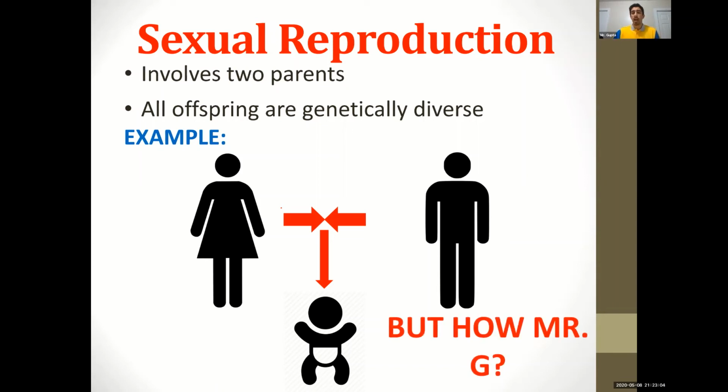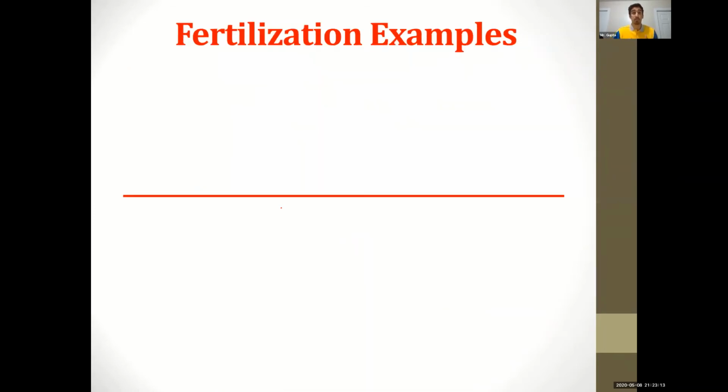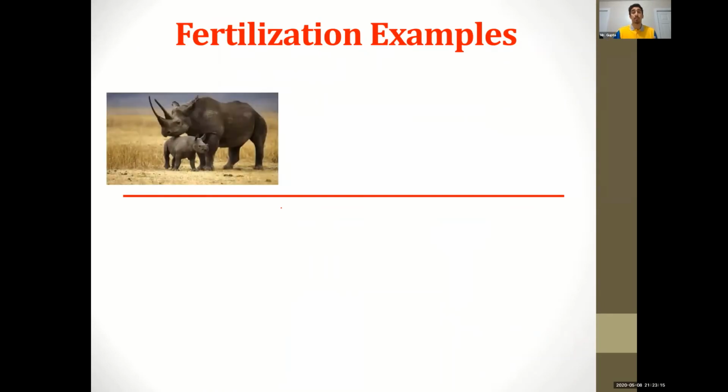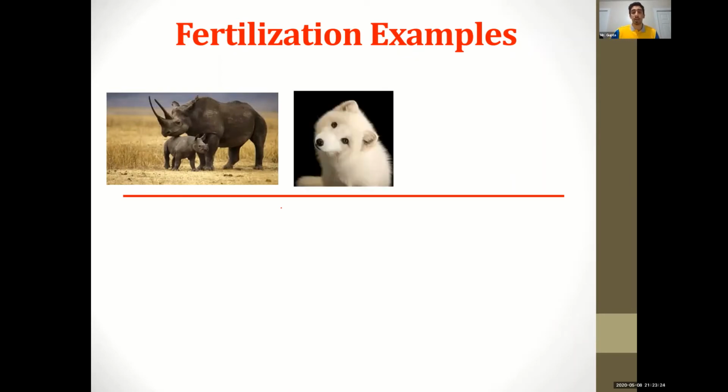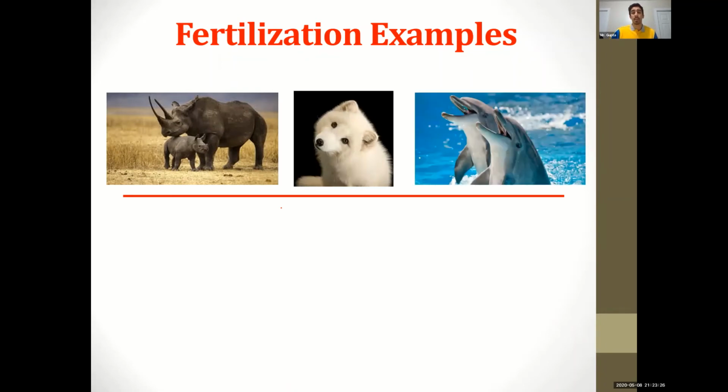Now, you're wondering, how, Mr. G? How do these gametes get together? How do these gametes fuse? Well, there are two ways for fertilization to occur. Fertilization can occur internally when those gametes fuse inside the organism. And in these images, you'll notice the rhinoceros, the dog, the dolphins. These are organisms that fertilize internally. Their gametes fertilize inside the organism.